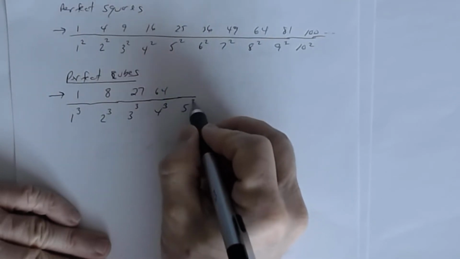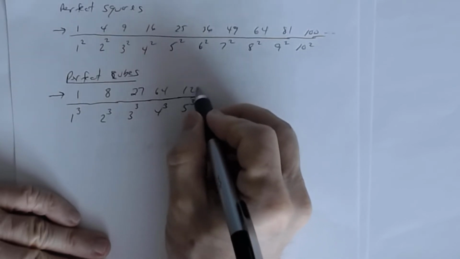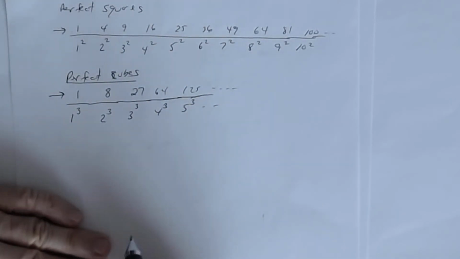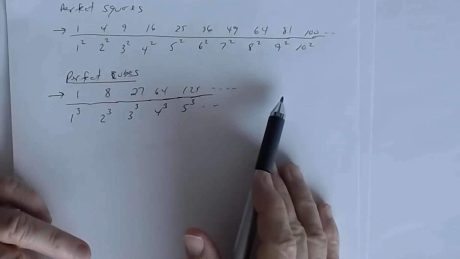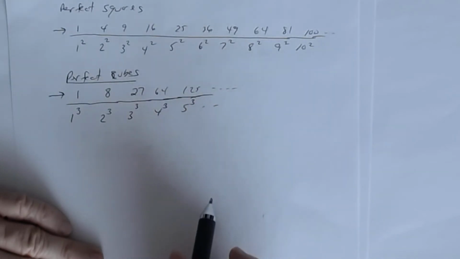The next one, 5 cubed, is 5 times 5 is 25. 25 times 5 is 125, and so on. All right, so these are your perfect cubes, and there are an infinite number of those. Obviously, you can see you can keep on going for infinity.